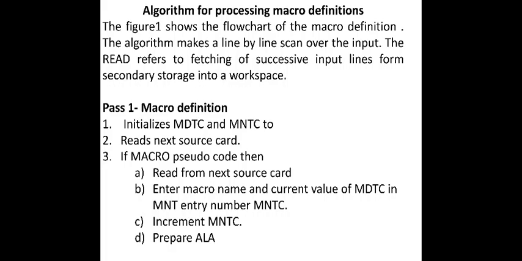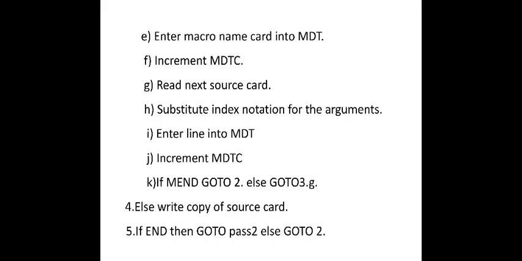Next, in step B, enter the macro name and the current value of the MDTC in the MNT entry number MNTC. The next is to increment your MNTC value. Next, you have to prepare your ALA. You know why we are using the ALA. Once the ALA has been prepared, you have to enter the macro name card into our MDT, that is, the macro definition table. Once it has been done, you have to increment the MDTC so that we can fetch the next instruction.